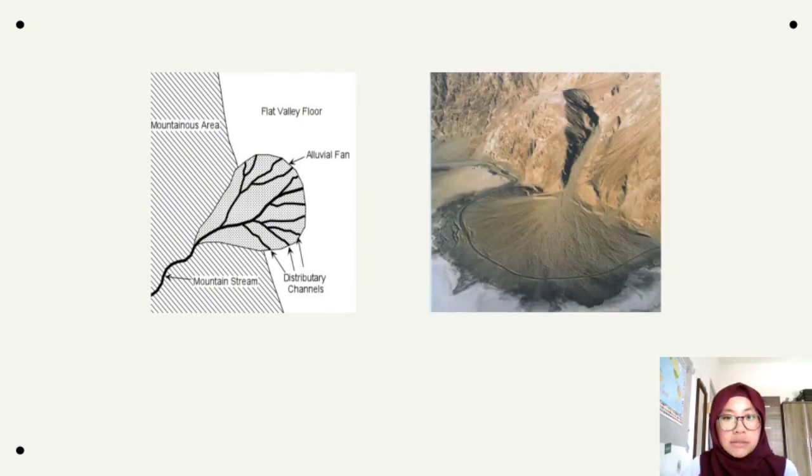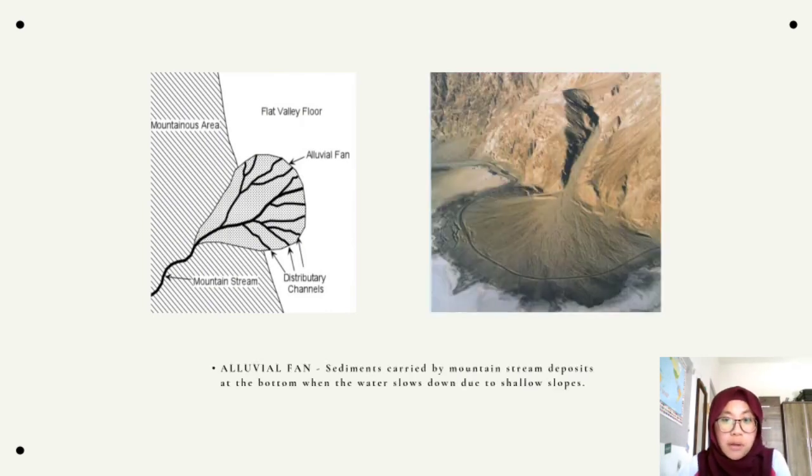Alluvial fan is where the sediments carried by mountain streams are deposited at the bottom when the water slows down due to shallow slopes. It is a fan-shaped or triangular pattern of sand, gravel or other sediments that is spread by water over an area of the ground, hillside or mountain. And as you can see here, this is the alluvial fan. And this is the shallow slope.